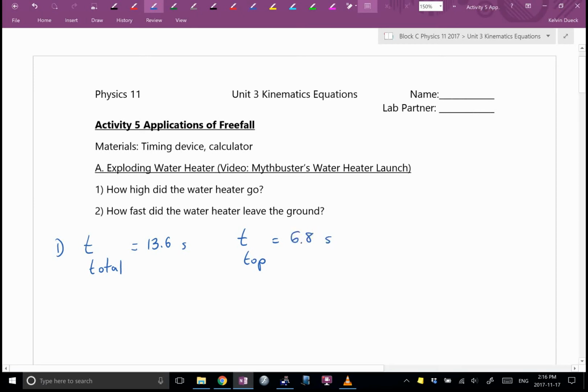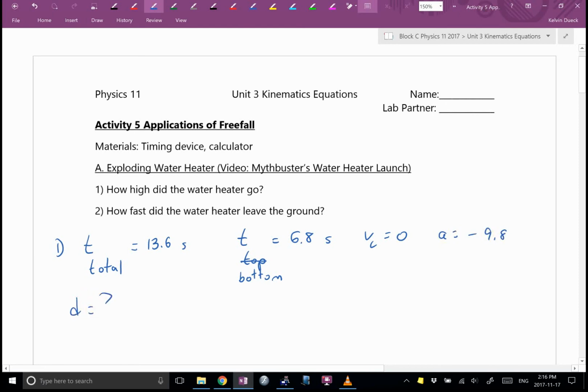Now that I've written time to top, I'm actually going to cross that out. We're going to start our timer at the top. Why? Because at the top, I also know my velocity. So my VI can be 0 at the top, and I know it took 6.8 seconds to get back down. Were we in free fall? What's the acceleration? Yep.